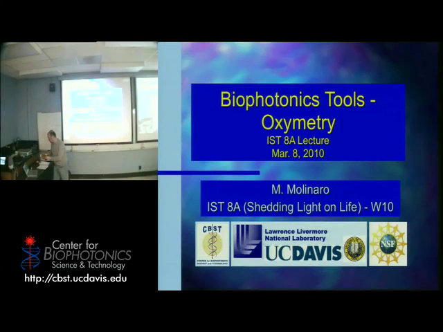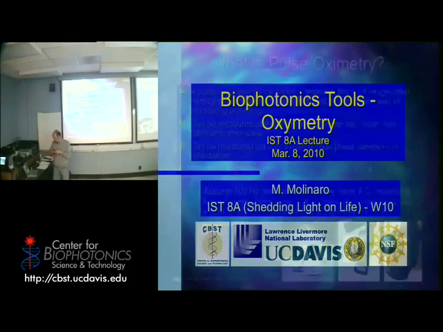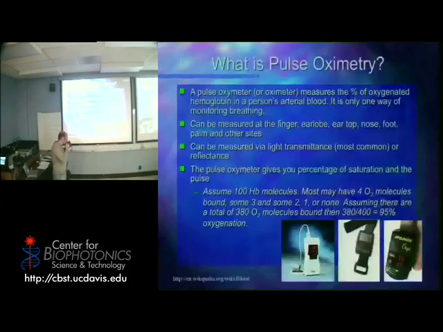Okay. So pulse oximetry. What is pulse oximetry? As you guys remember, that pulse oximeter measures the percentage of oxygenated hemoglobin in a person's arterial blood. Why do we care about arterial blood versus venous blood? Arterial blood is directly oxygenated.